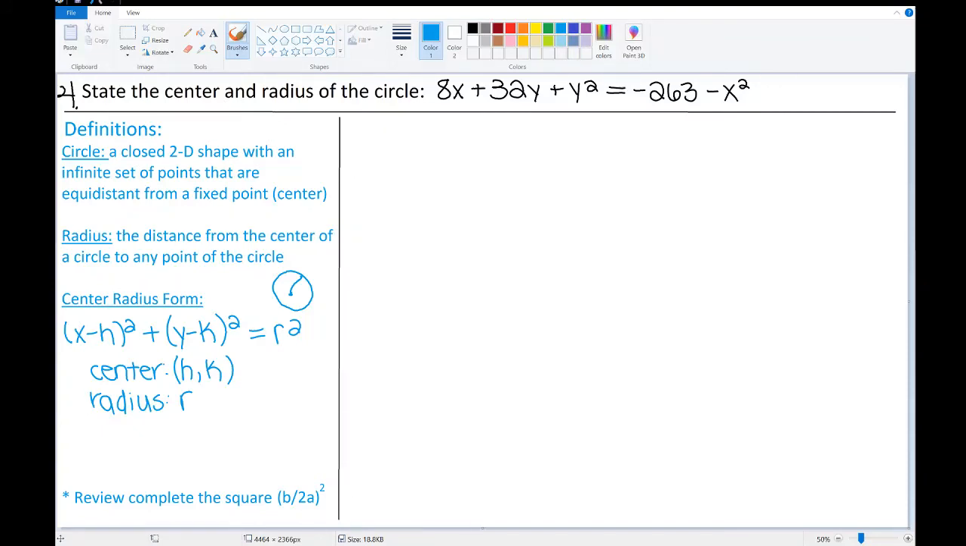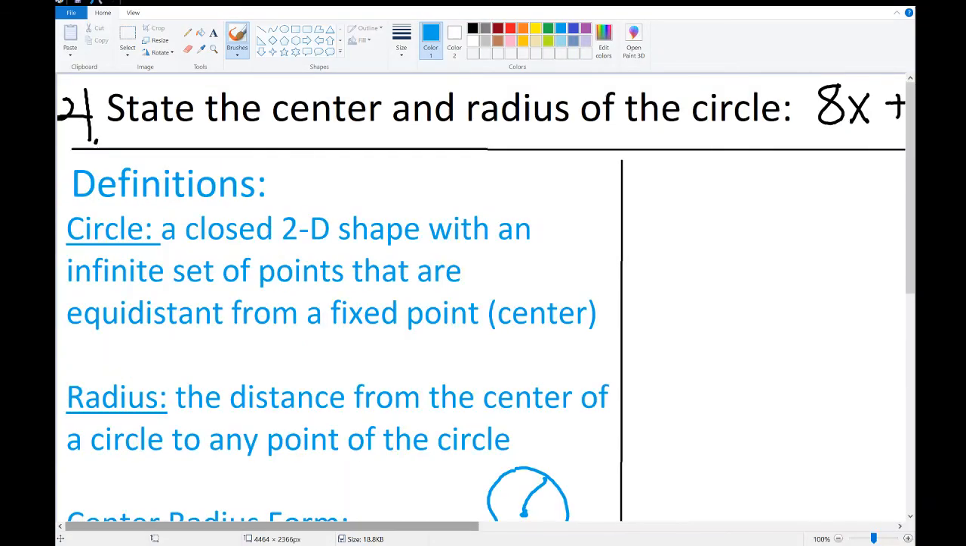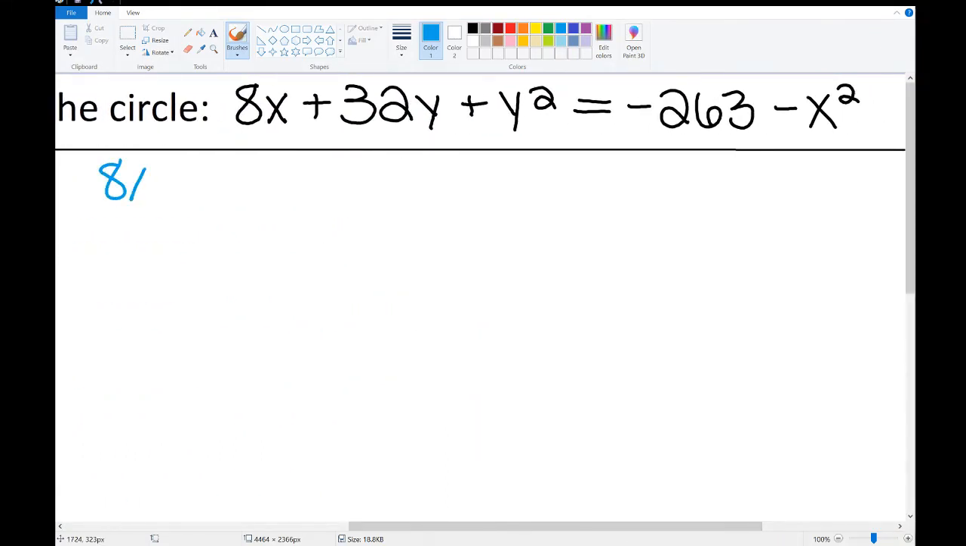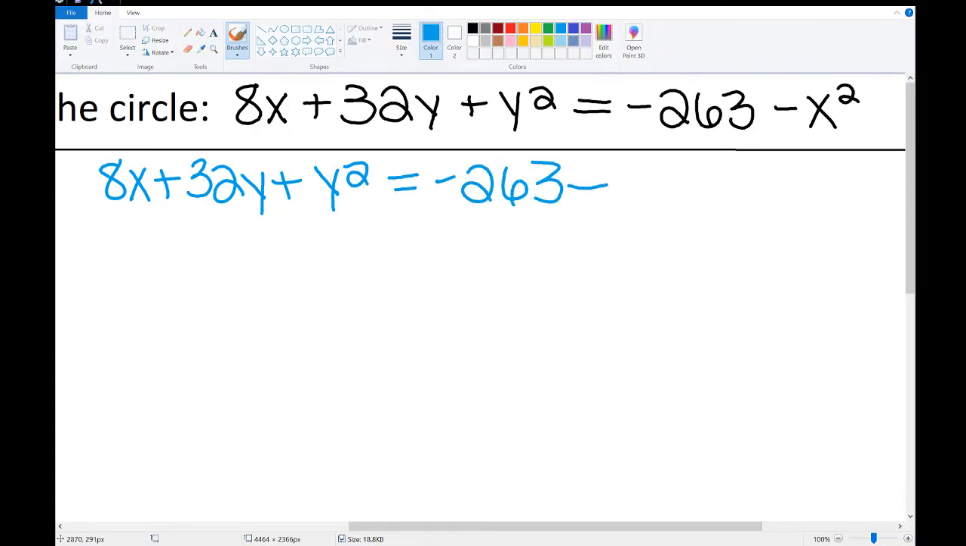But today for our problem, we are being asked to state the center and the radius of the circle 8x plus 32y plus y squared equals negative 263 minus x squared. So let's get started. I'm going to rewrite our equation out here: 8x plus 32y plus y squared equals negative 263 minus x squared.